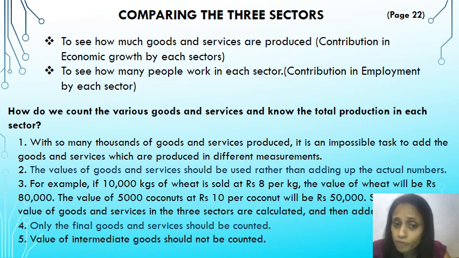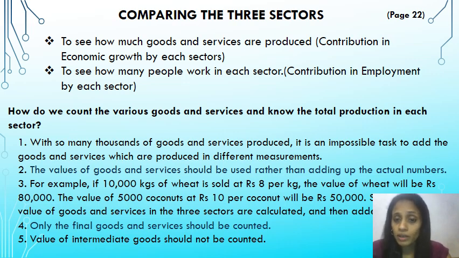Actually, thousands of goods and services are produced in any economy. So it will be an impossible task to add the goods and services which are produced in different measurements. For example, we can say 100 units of wheat, 100 units of rice, 100 tons of pulses, 100 meters of clothing, 100 coconuts, and 100 laptops. On what basis are we going to add them? What is our total production in that particular economy?